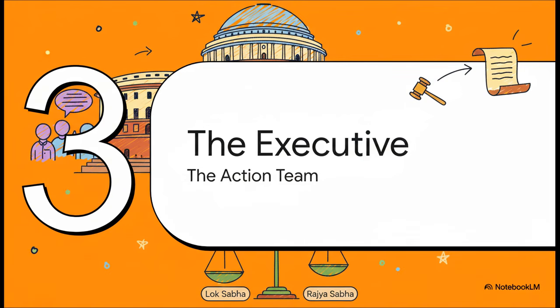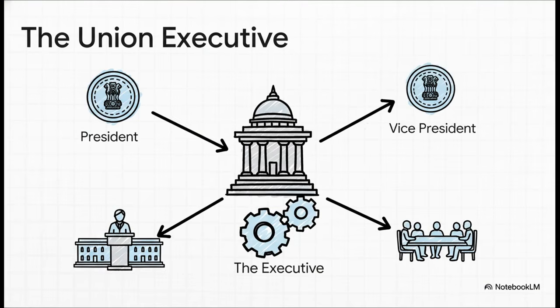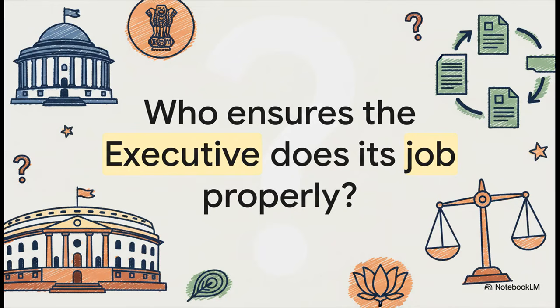We call them the executive. So who's on this action team? Well, we've got the president, who is our head of state. We have the vice president, but the people who run the country day to day, that would be the prime minister and their team, the council of ministers. You can think of the president as the head of the state, but the prime minister is the head of the government.